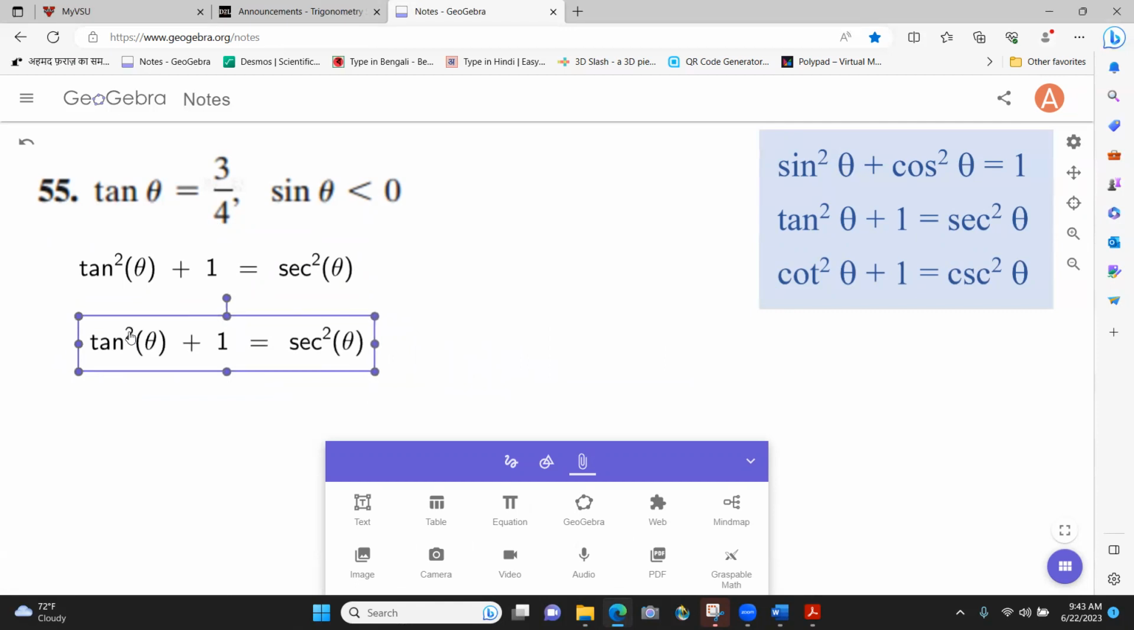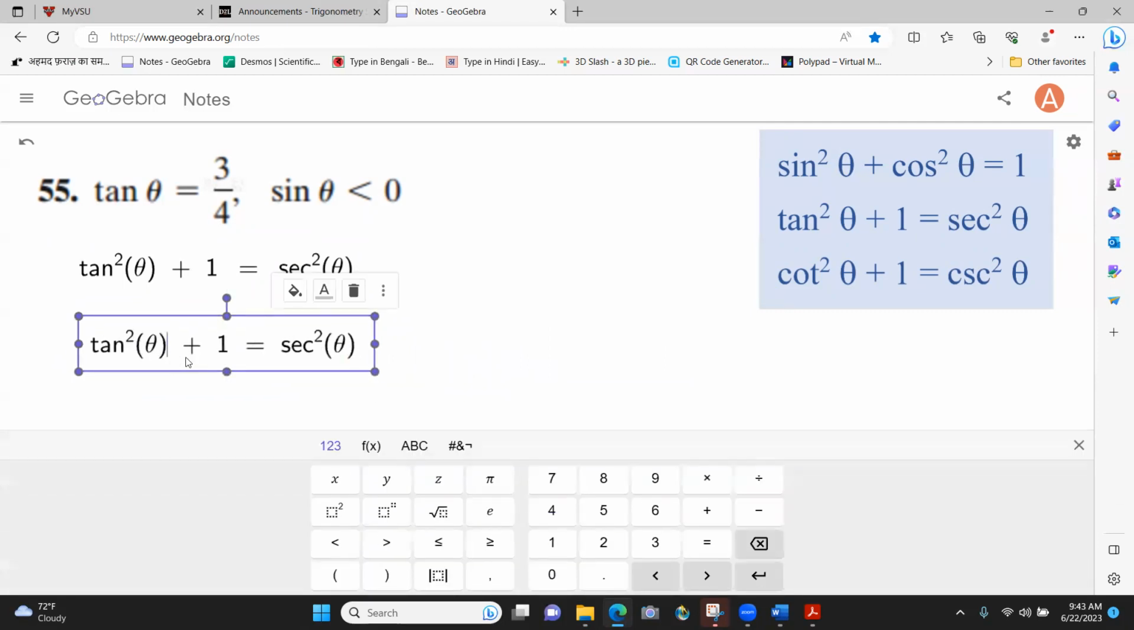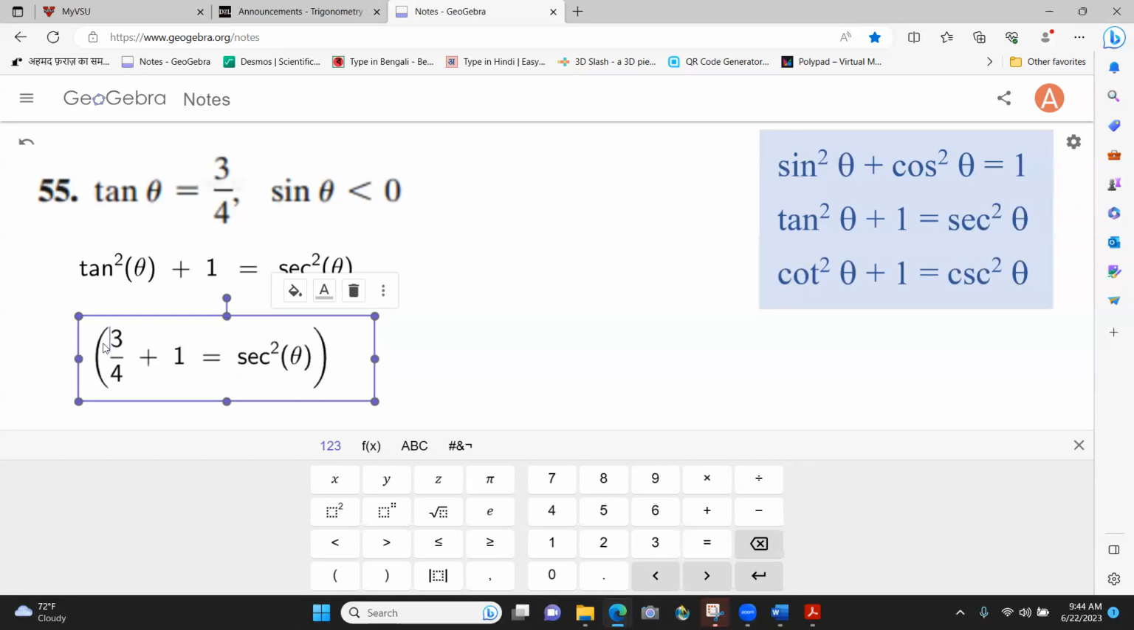Where is the square coming from? Because it's tan squared. It's not just tan. Your question gives you just tan, but you are really looking for tan squared because that's what your formula contains. Tan squared plus 1 is equal to secant squared theta. Fine. That looks good enough.